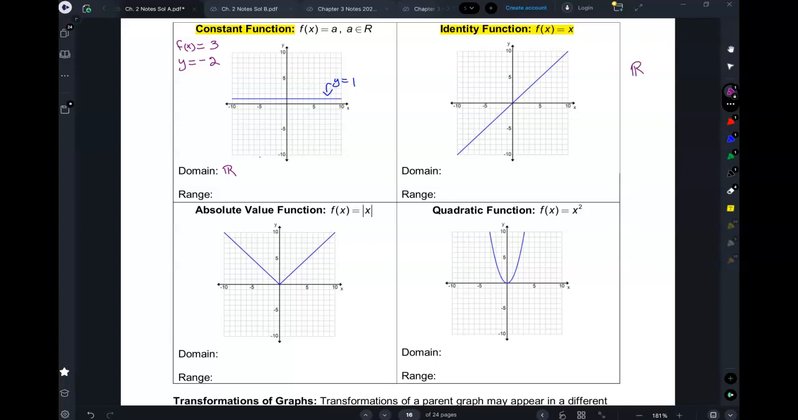Now, for the range, you have to go vertically, bottom up. Bottom up, you have to see over what space, what y values is there a graph. There's nothing here, nothing. There's a graph at y equals 1, and that's it. So we just say 1. And range and domain, if they're specific numbers, always go in curly brackets.